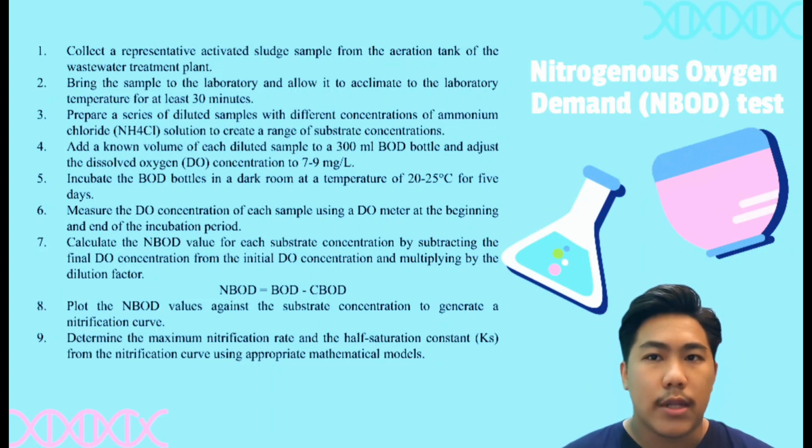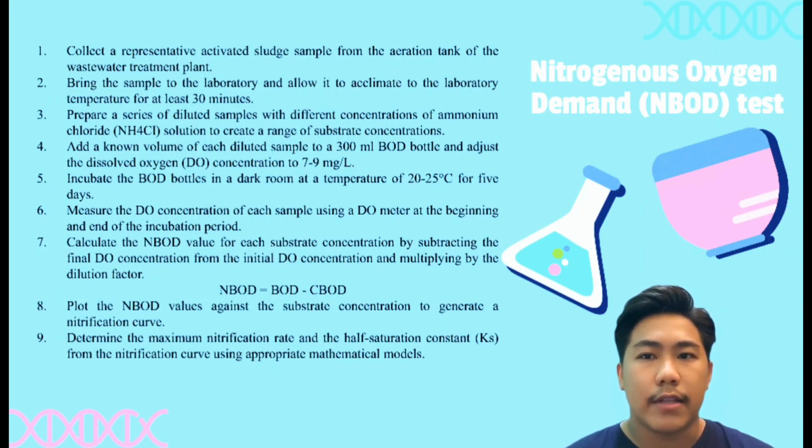Incubate the BOD bottle in a room at a temperature of 20 to 25 Celsius for 5 days. Measure the DO concentration of each sample using a DO meter at the beginning and the end of the incubation period. Calculate the NBOD value for each substrate concentration by subtracting the final DO concentration from the initial DO concentration and multiplying by the dilution factor. Plot the NBOD value against the substrate concentration to generate a nitrification curve. Lastly, determine the maximum nitrification rate and the half saturation constant from the nitrification curve using appropriate mathematical models.